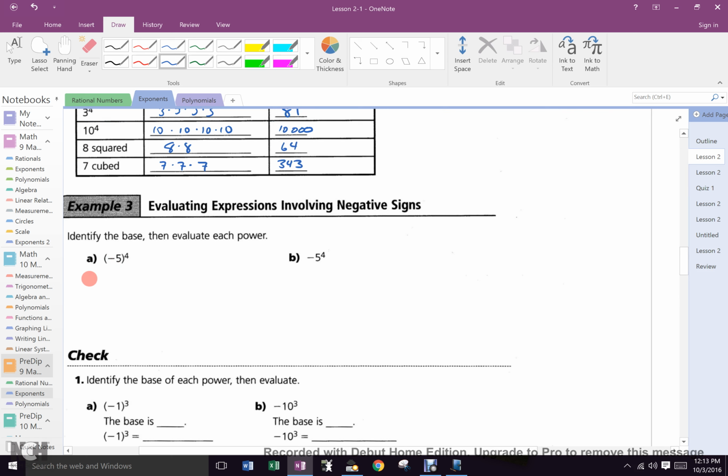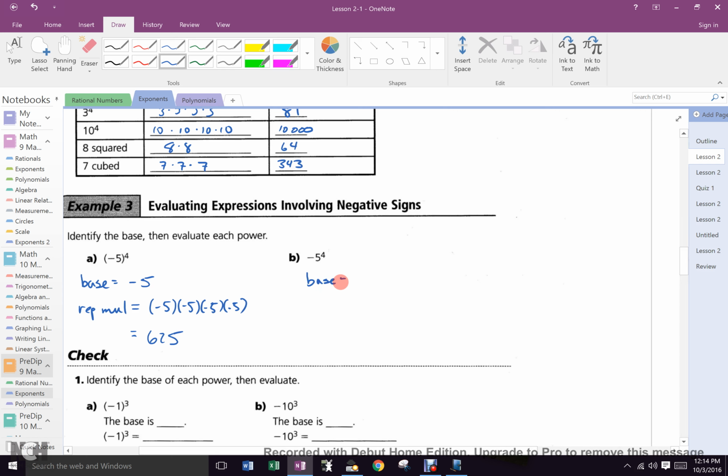So, when we get to this situation, what is the base? -5. The base equals -5. Now, I wish for you to evaluate it, but first I want you to tell me what the repeated multiplication is. What would that look like? Bracket -5, 4 times. Yes? Now evaluate it. Positive 625. Okay? Everybody good? Great.